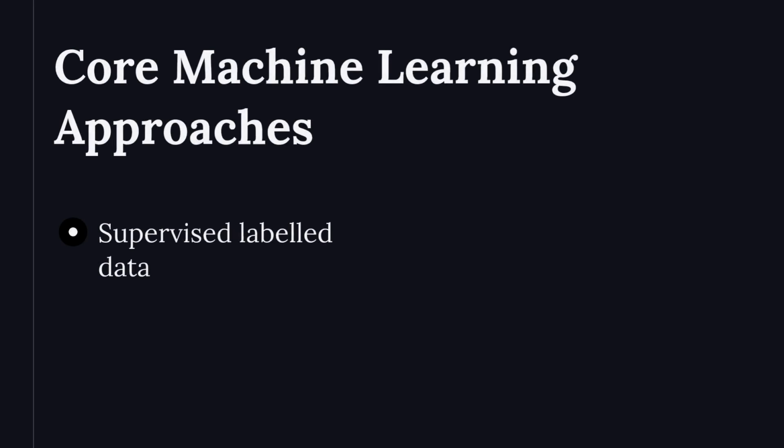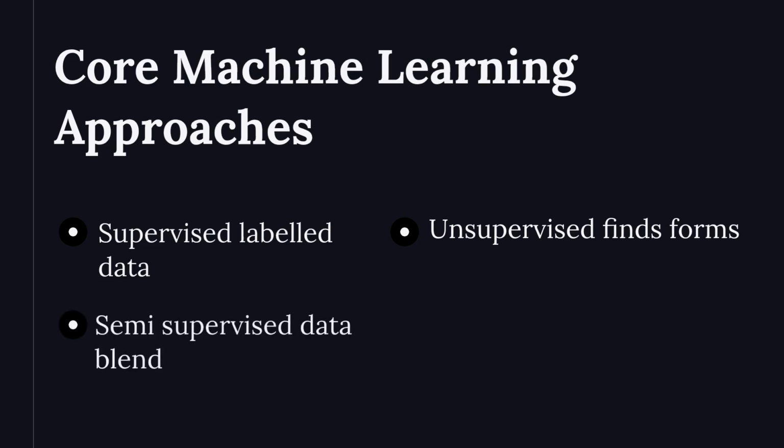Supervised learning relies on labeled data for classification and regression. Unsupervised learning explores structure without explicit labels. Semi-supervised and self-supervised learning combine labeled and unlabeled data for better efficiency. For optimization, stochastic gradient descent is widely used, with Adam, RMSprop, and momentum improving convergence.